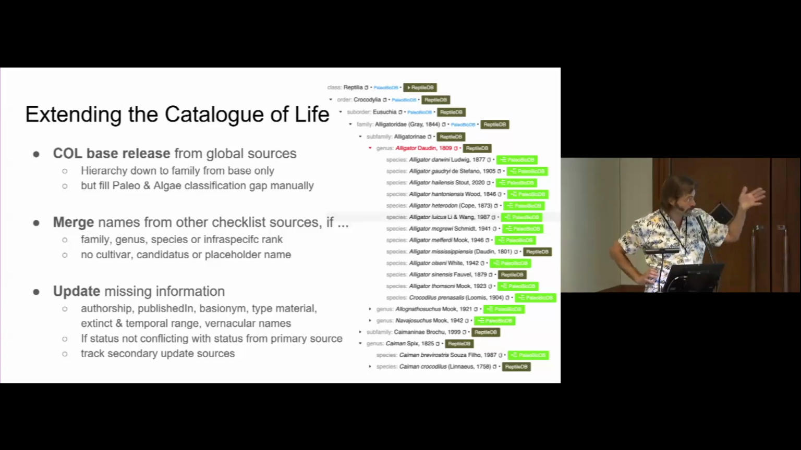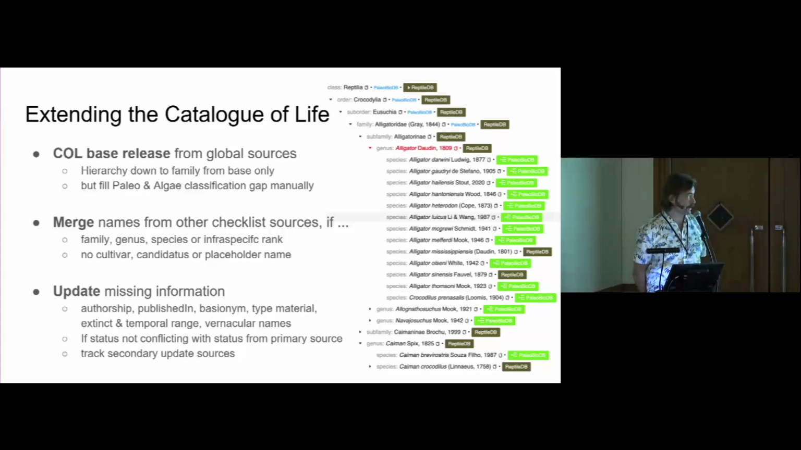So we try to merge in those missing species that we don't yet have in the Catalogue of Life by using a different source, in this case PaleoBioDB. We do this on the species and genus and family level, but do not really merge any information in the higher classification because that will easily mess up the entire tree.